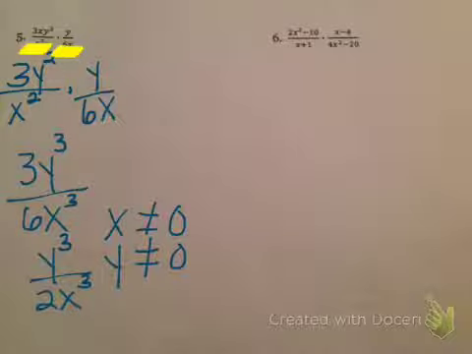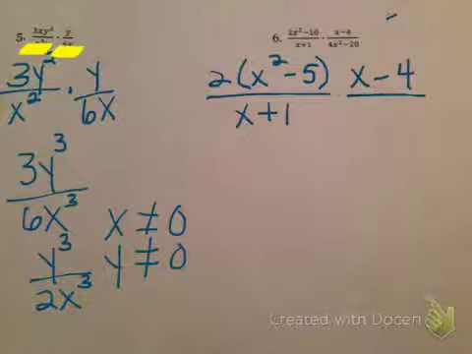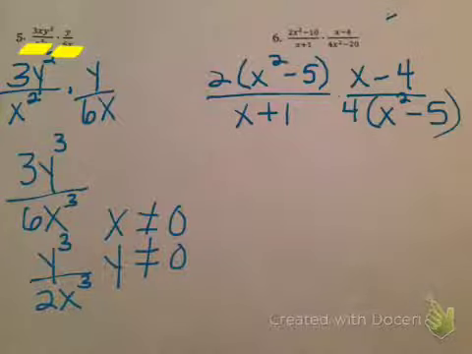Next is still multiplication, a little more complicated. I'm going to factor. So I'd factor 2 out of the numerator. So I'd have x squared minus 5 over x plus 1 times x minus 4 over, take a 4 out of the denominator, and I have x squared minus 5 in the denominator there. So now I look at what can cancel.